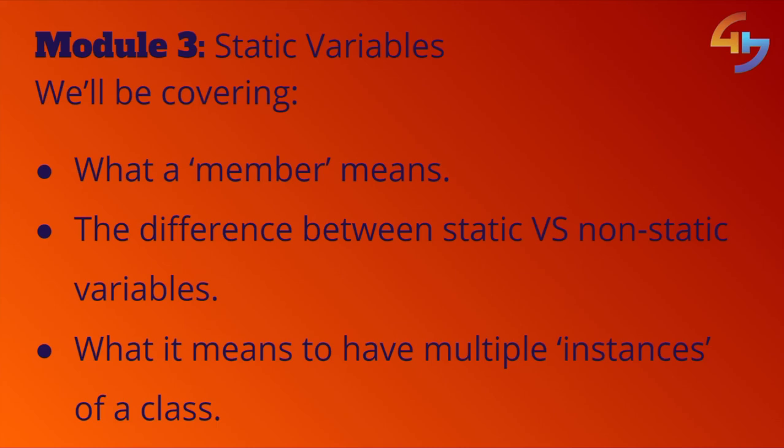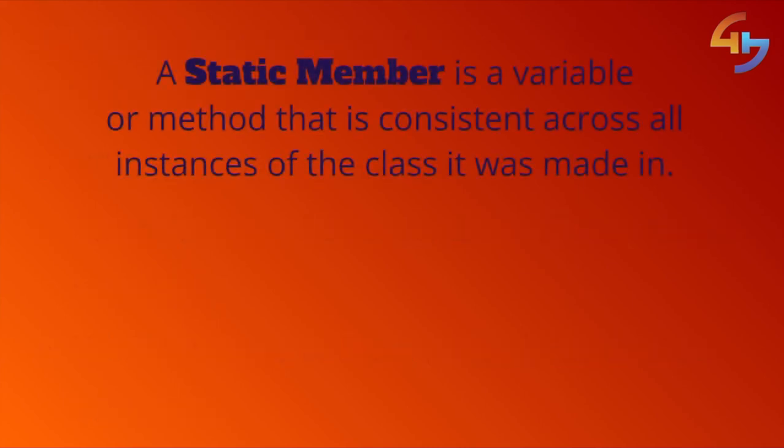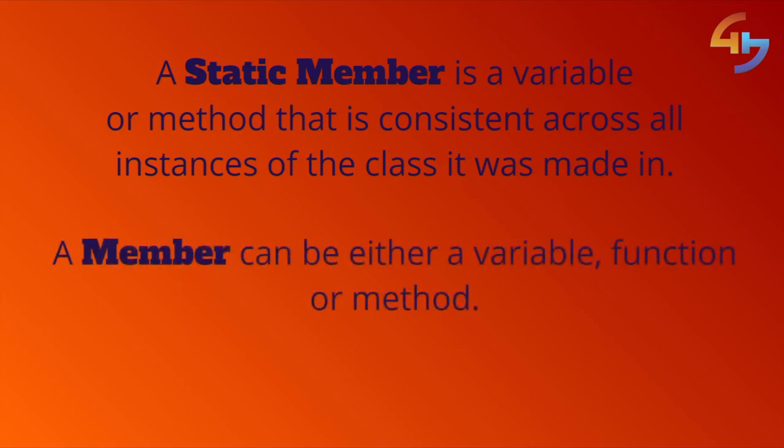So to start off with, let's first learn what a static member is. Now, a static member is a member that is consistent across all instances of the class it was used in. What does this mean exactly? Well, let's break it down. First, the term member simply refers to either a method, function, or variable. And remember that a method is just another term for a function.